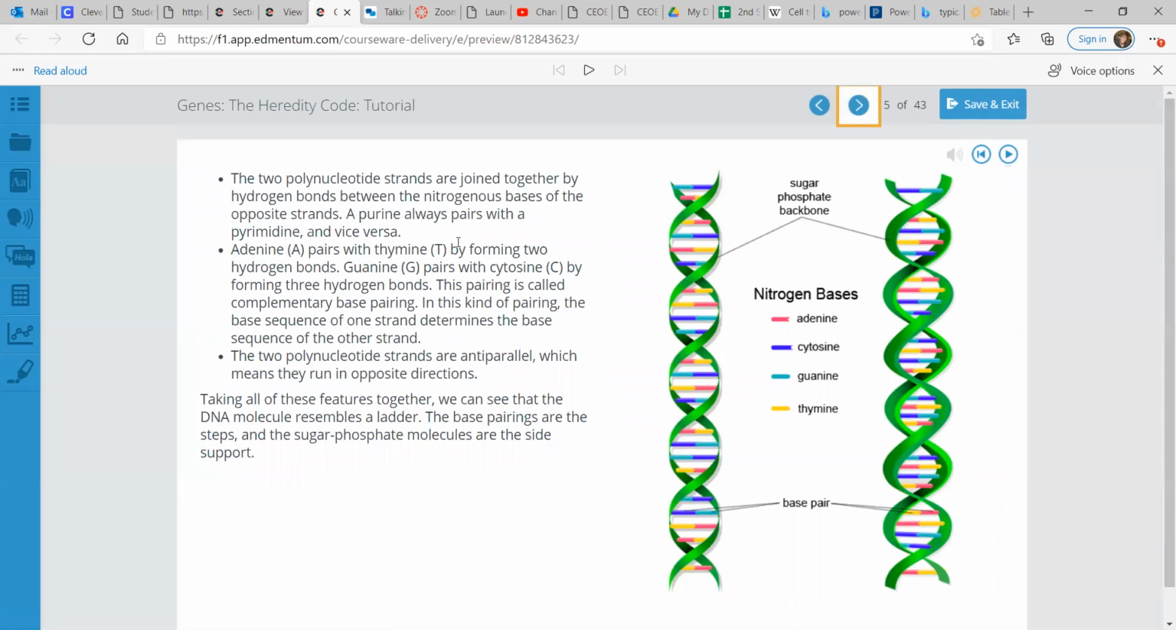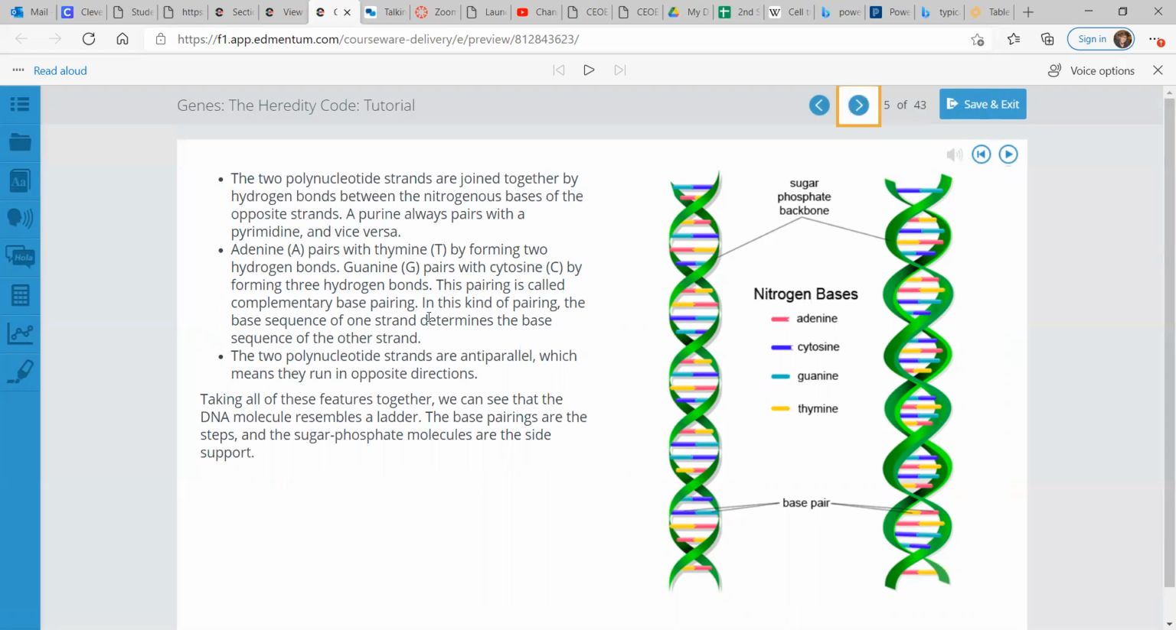The two polynucleotide strands are joined together by hydrogen bonds between the nitrogenous bases of the opposite strands. A purine always pairs with a pyrimidine and vice versa. So adenine, A, pairs with thymine, T, by forming 2 hydrogen bonds. Guanine, G, pairs with cytosine, and that is formed by 3 hydrogen bonds. So AT, 2 hydrogen bonds, GC, 3 hydrogen bonds.